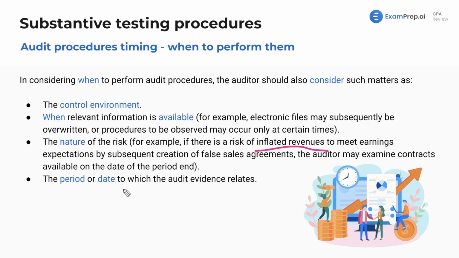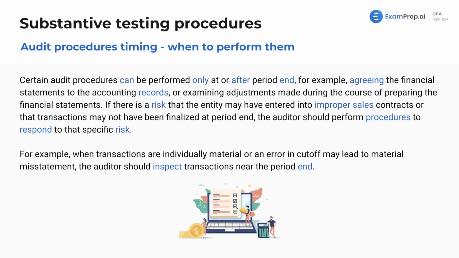Lastly, the period or date to which the audit evidence relates. Certain audit procedures can be performed only at or after a period end. For example, agreeing the financial statements to the accounting records or examining adjustments made during the course of preparing the financial statements. If there's a risk that the entity may have entered into improper sales contracts or that transactions may not have been finalized at period end, the auditor should perform procedures to respond to that specific risk.